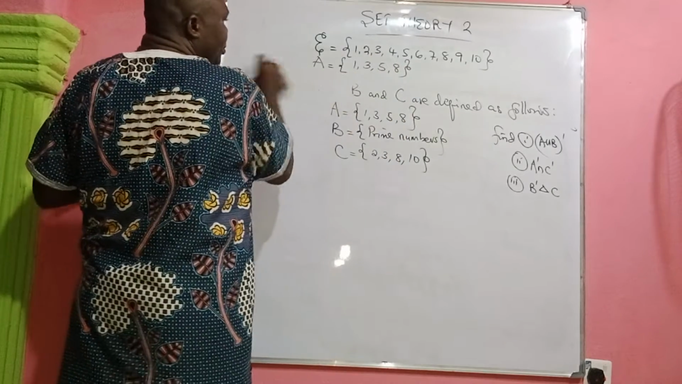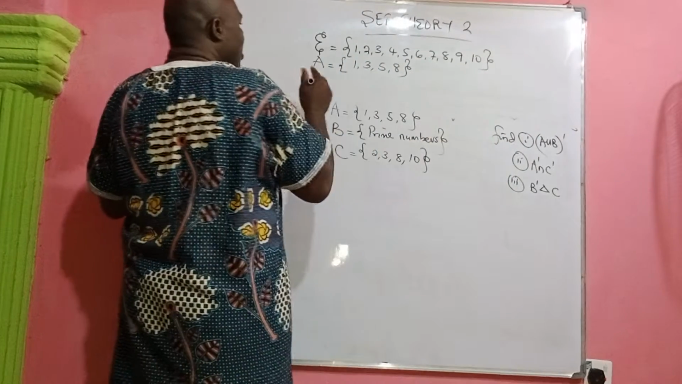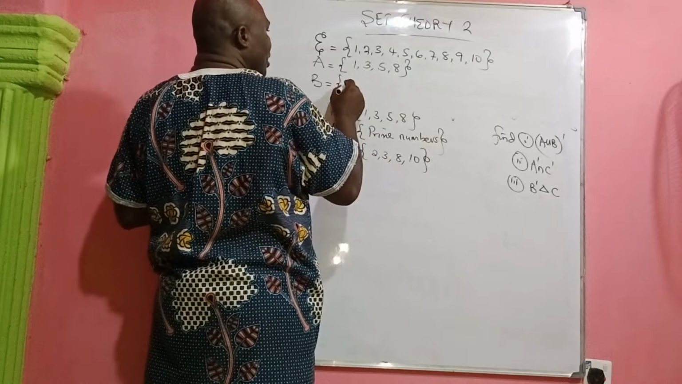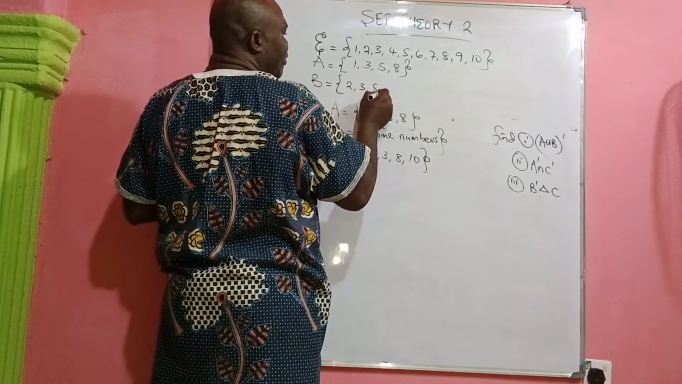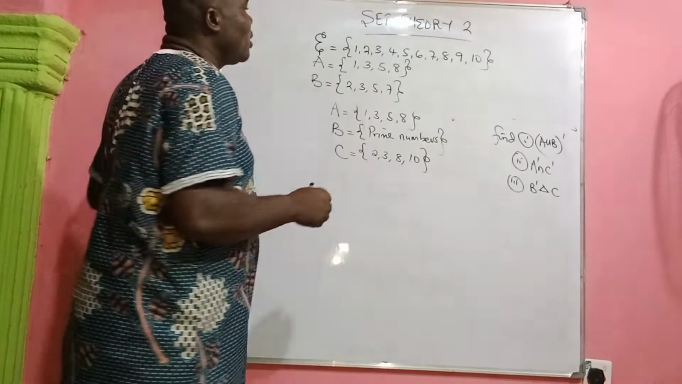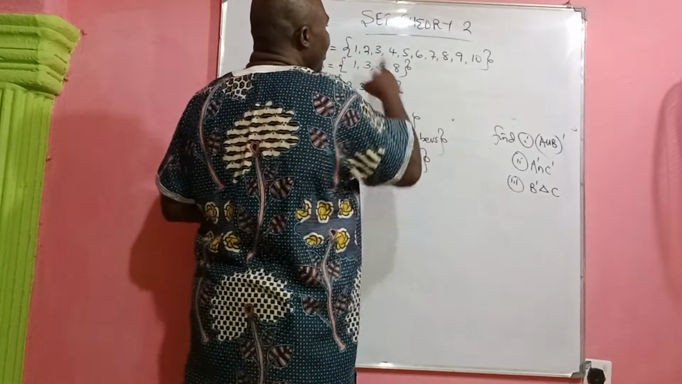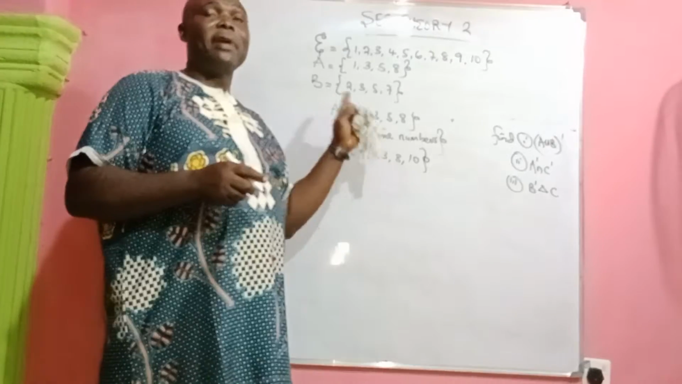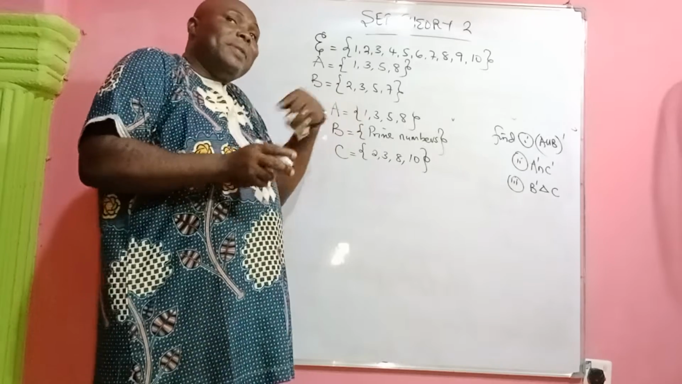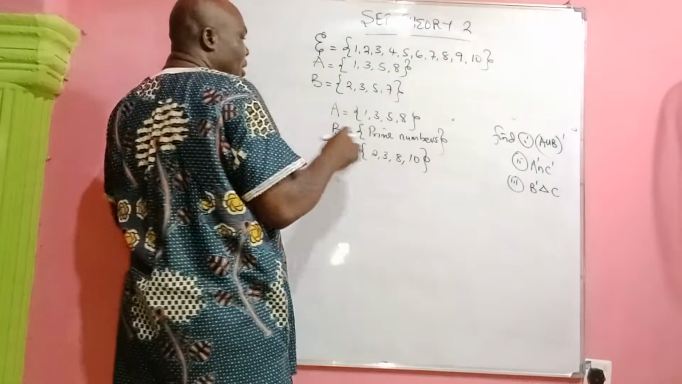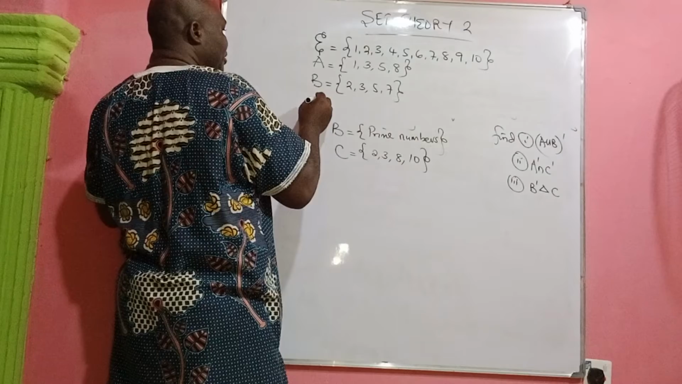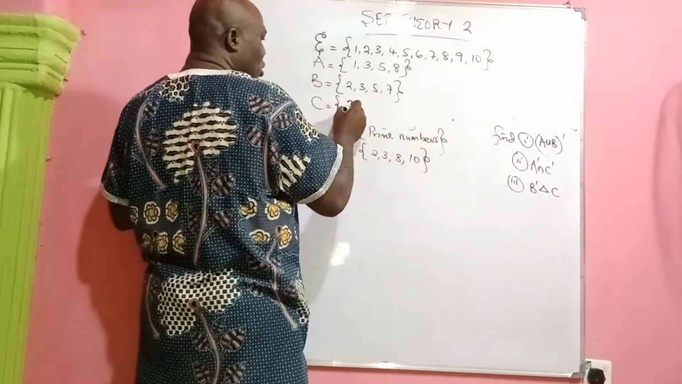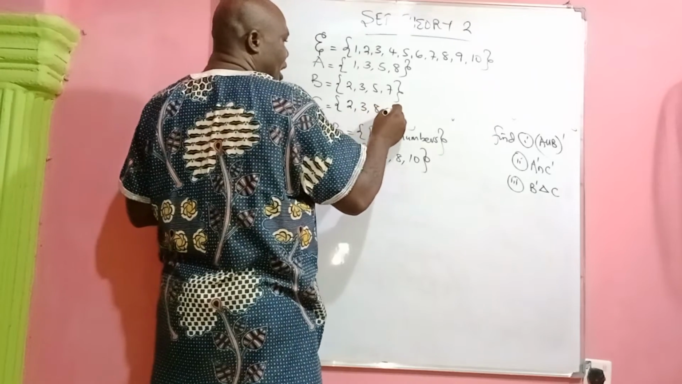And then B, the elements have been defined as prime numbers: 2, 3, 5, and 7. So those are the prime numbers we have. From 1 to 10, those are the only prime numbers. Prime numbers are numbers that have two factors, itself and 1. It means nothing divides them except itself and 1. And then C has been defined as 2, 3, 8, and 10.